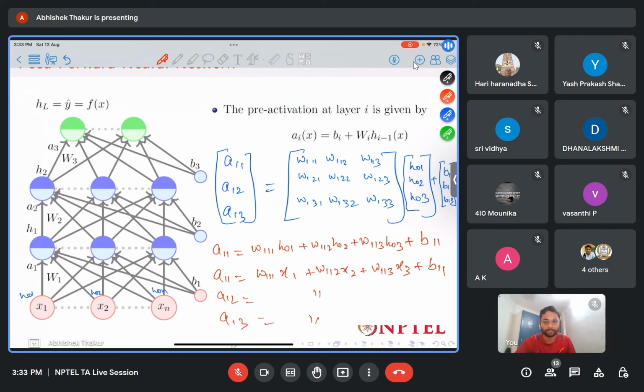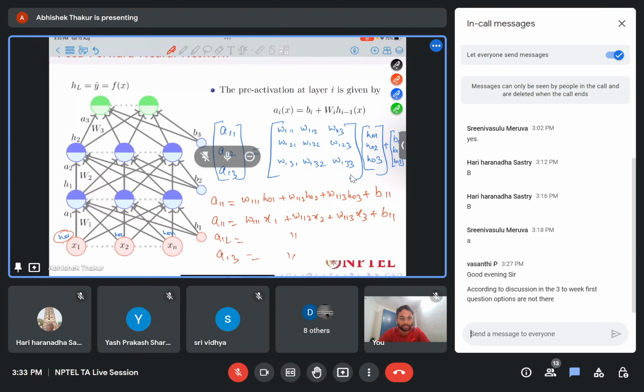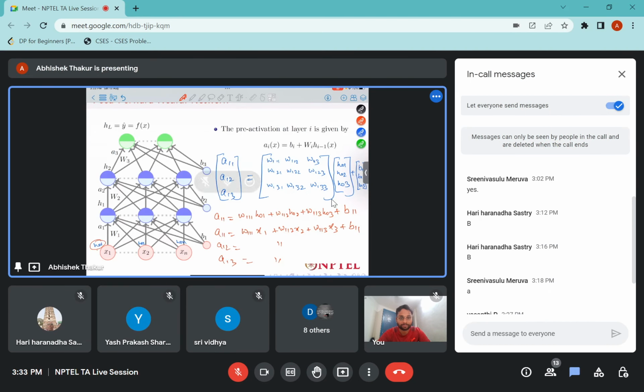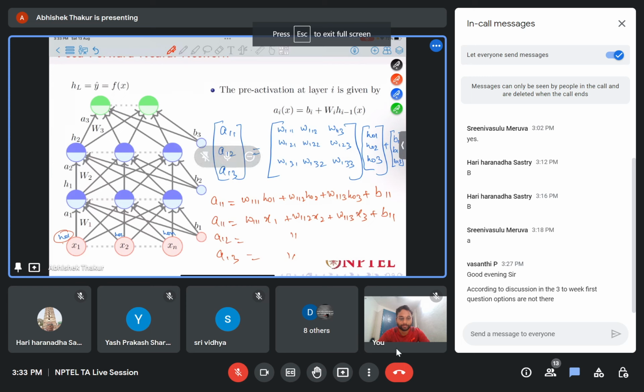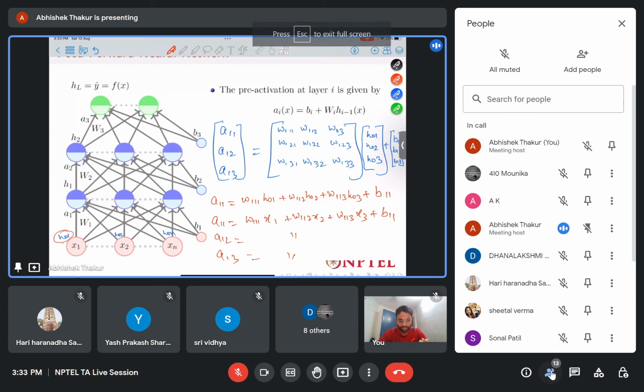Just multiply this, do the matrix multiplication, and you will get it. So for calculating a, we require h naught and this h naught is equal to the input. So is this question done? If you have any doubt, you can write in the chat box. I have not seen any doubt. Okay, that's good. So now we'll move on to the next question.